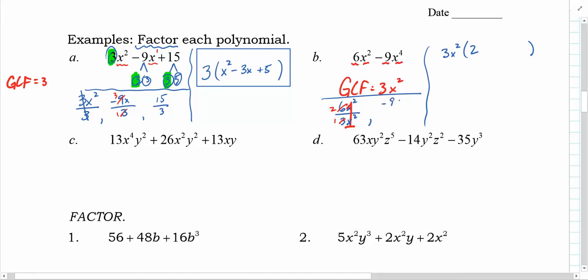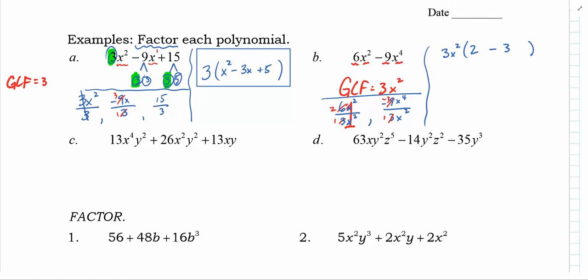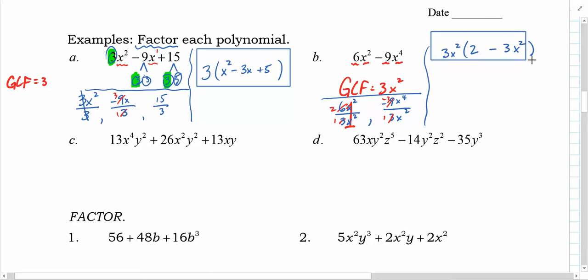Then I have a negative 9x to the 4th divided by 3x squared. When I look at negative 9 divided by 3, I'm left with negative 3 over 1. So negative 3 over 1. I can just write that as negative 3. And x to the 4th divided by x squared. Well, this is where our exponent rules come into play. If I have x to the 4th divided by x squared, I subtract the two exponents and I'm left with x squared. So the factored result here is 3x squared times the quantity of 2 minus 3x squared.